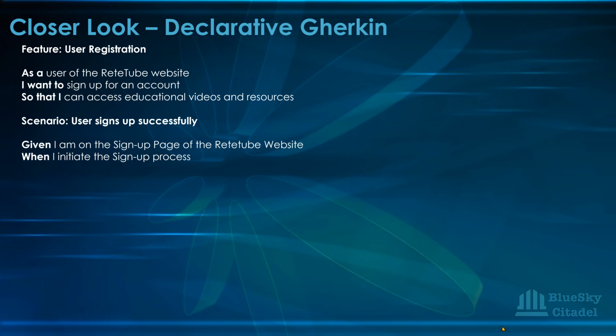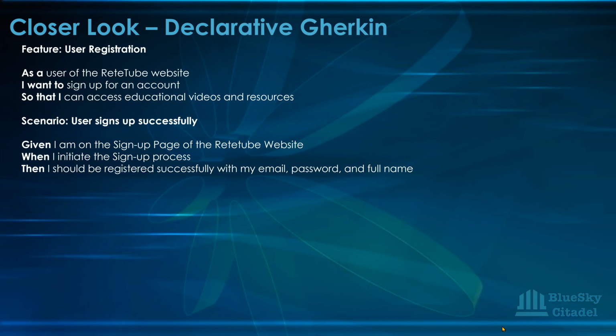So given I'm on the sign up page of the website, when I initiate the sign up process, we can already see here the difference between the declarative and the imperative. The imperative was giving us step-by-step defined instruction, but this one is saying when I initiate the sign up process. I think the declarative is a more intuitive type of writing Gherkin. When I initiate, so if I'm a user and I'm on the website, I need to think to myself, how do I initiate the sign up process? I'm a user, I'm on the website, I want to register.